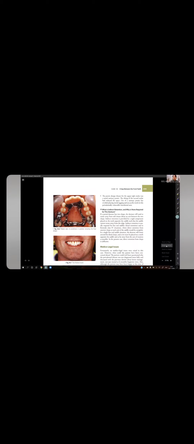Final design is shown in the picture. What are the design features in this particular case? So you look at this picture here. So this is the antero-posterior bar kind of major connector, and this is your pontic. This posterior pontic is also given to replace the missing molar space.